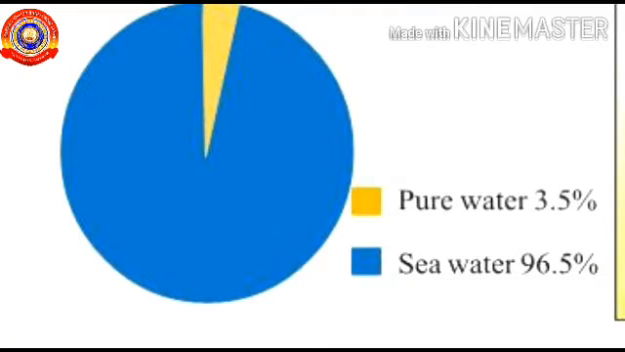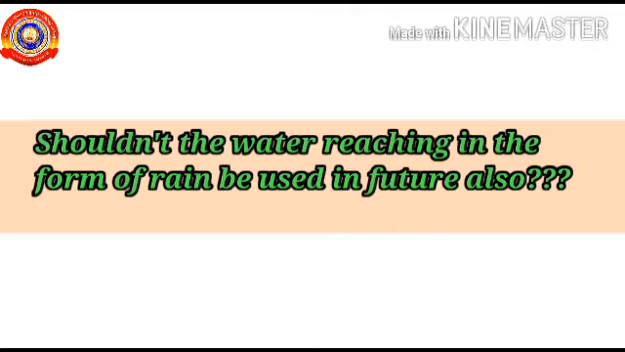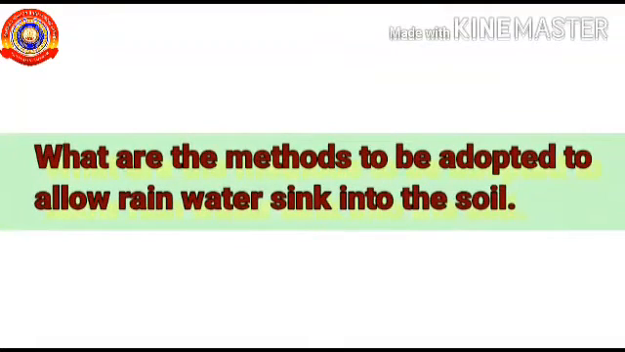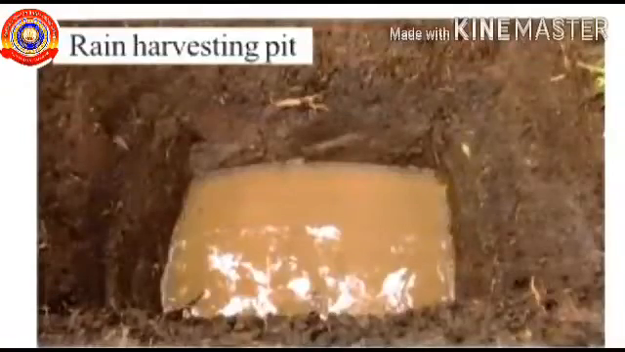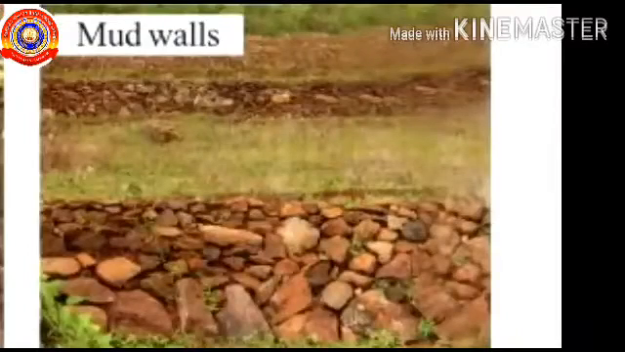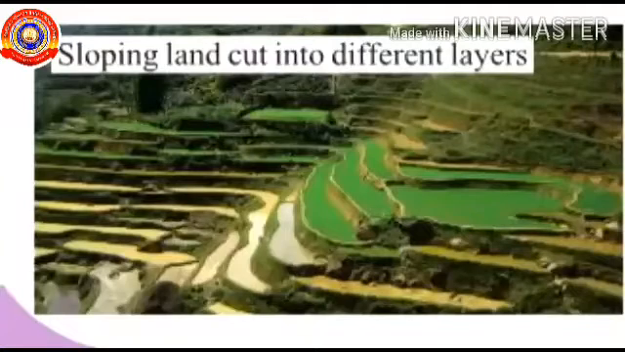We have already seen that pure water sources on the earth are very few, so we need to conserve it. Shouldn't the water reaching the soil in the form of rain be used in future also? What are the methods to be adopted to allow rainwater to sink into the soil? For conserving water, we can use rain harvesting pits, mud walls. Sloping land cut into different layers would be effective to sink water into soil.